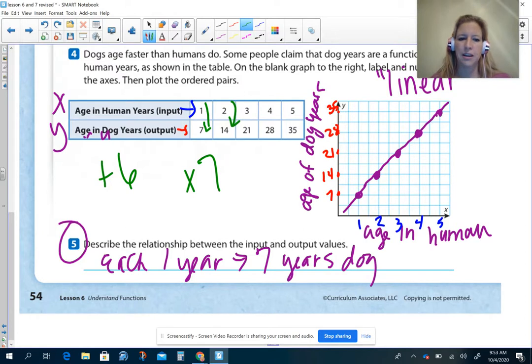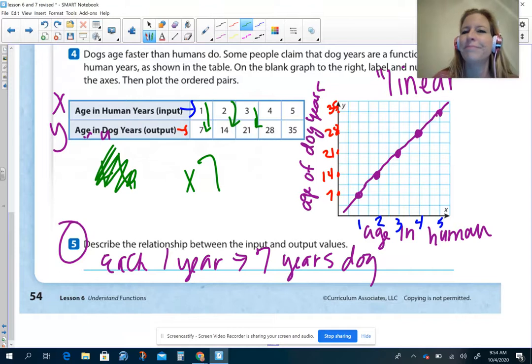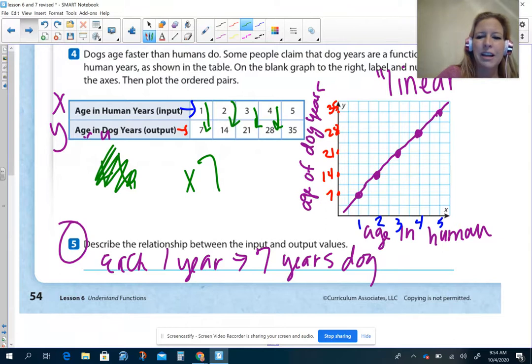2 to 14. Well, 2 plus 6 is not 14, so we rule this one out. 2 times 7 is 14. Let's do another one. What's 3 times 7? 21. 4 times 7? 28. Awesome. Okay, did you say it was times 7? Good. I'm glad you did.